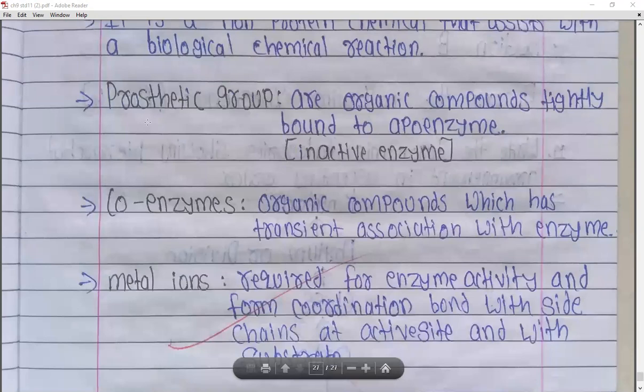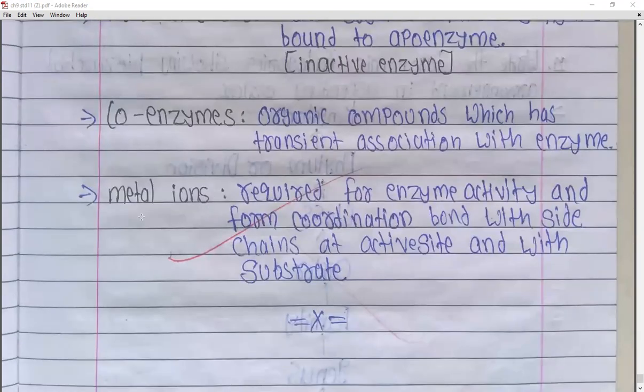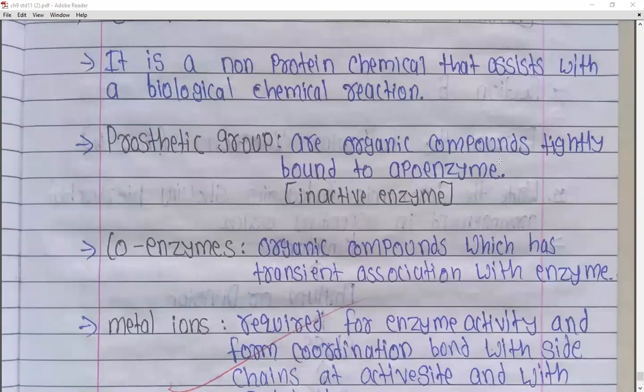Now here you are going to see the prosthetic group, coenzymes, and metal ions. The prosthetic groups are organic compounds which are tightly bound to the apoenzyme. Apoenzyme is nothing but the inactive enzyme. So the prosthetic group is an organic compound very tightly bound with the inactive enzyme. Second are the coenzymes. These are organic compounds which have a transient association with the enzyme. The coenzyme works together with the enzyme and helps it to perform its activity.